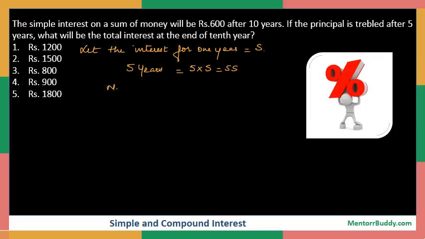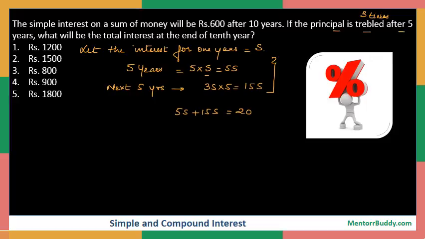But for the next 5 years, the situation changes. It is given that the principal is trebled after 5 years. Trebled means 3 times. So if the principal becomes 3 times, the interest will also become 3 times. So instead of S, it will become 3S. And for 5 years, it will be multiplied by 5, and therefore it will be 15 times of S. So the total interest for 10 years becomes 5S plus 15S, which is equal to 20 times of S.